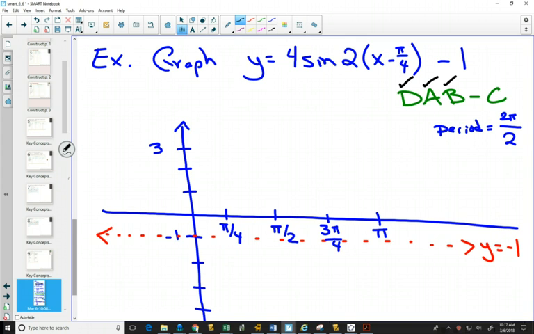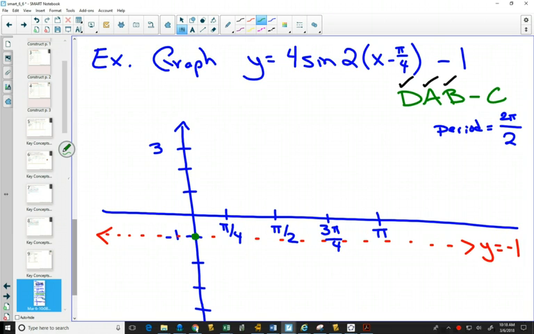Next, the dash means temporarily draw it without the horizontal translation. So if I'm going to temporarily draw this, I'm drawing a sine graph. Where does a sine graph start? At a maximum, a minimum, or on the center line? A sine graph starts on our center line. So we go to our center line, and at 0, we say we're starting there. And a sine graph starts on our center line going up.